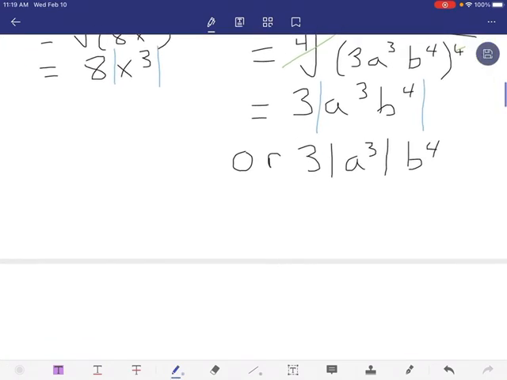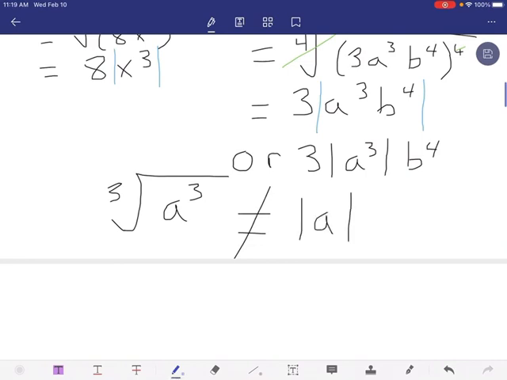The only thing to be careful about is if I had something like the 3rd root of a cubed. Notice that we cannot put absolute values around that, because if a is negative, then our answer would be negative as well. So we only need to add the absolute values when we're dealing with even roots. We don't want to include them when we're dealing with odd roots.